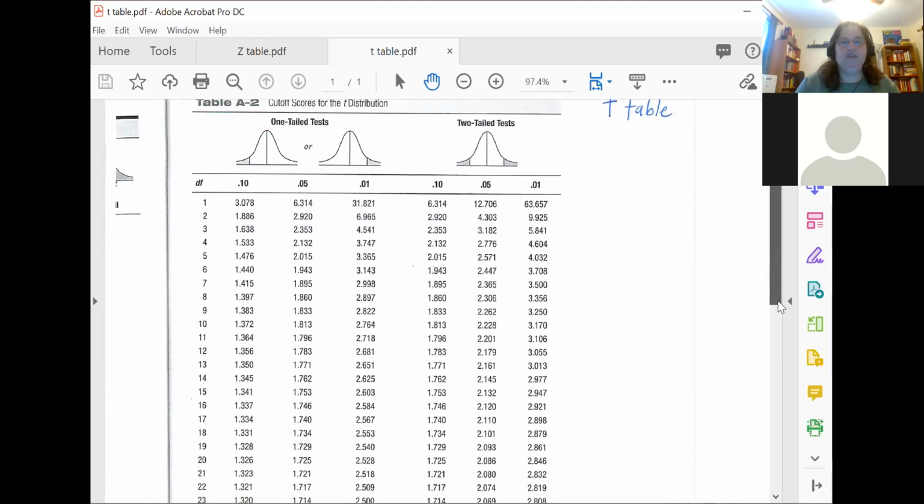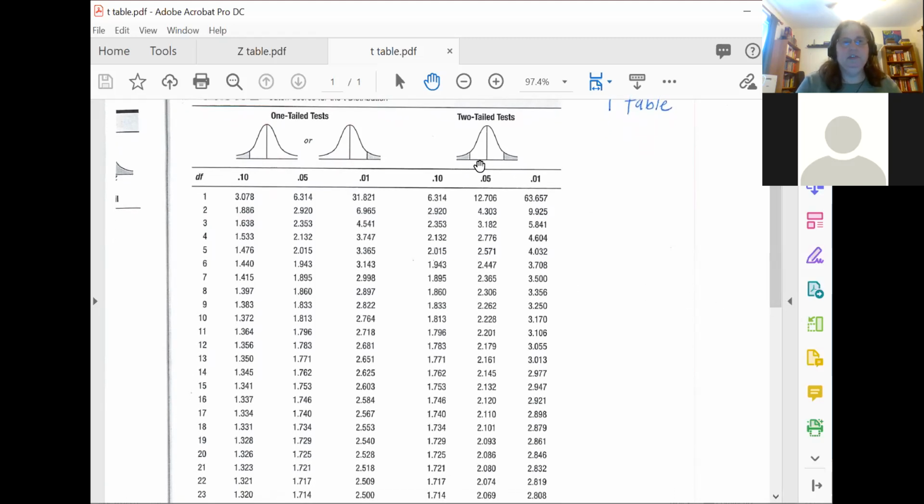So if we go down to the two-tailed column, 0.05, down to 20. It's a little hard to see where this lines up. It's 2.086. So that would be either bigger than positive 2.086 or less than negative 2.086.